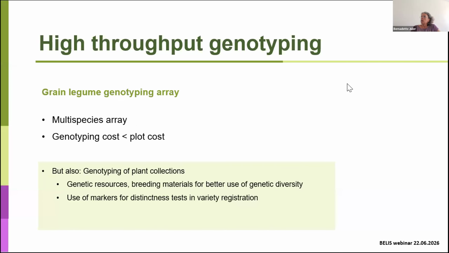We have also a topic on high throughput genotyping, and for example, we are building a grain legume genotyping array with a multi-species interest for grain legumes, and the objective is that the genotyping cost is lower than the plot cost. But we are also genotyping plant collections from genetic resources or breeding materials, with the objective to have a better use of the genetic diversity. And we want to make use of the markers for distinctness tests in variety registration.